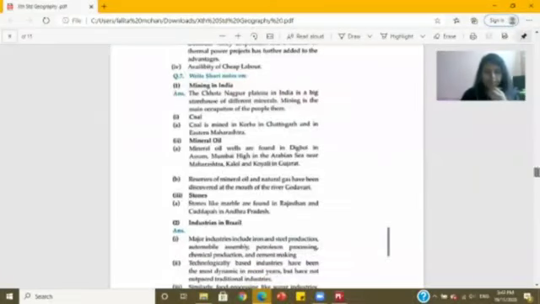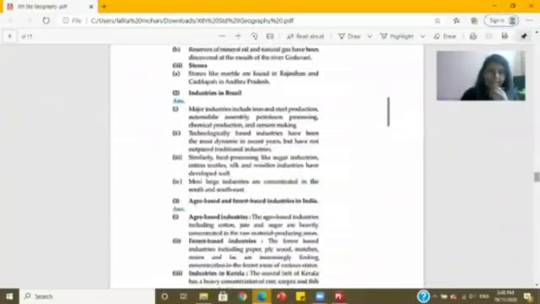Question number 2. Industries in Brazil. Major industries include iron and steel production, automobile assembly, petroleum processing, chemical production, and cement making. Technologically based industries have been the most dynamic in recent years, but have not outpaced traditional industries. Similarly, food processing industries like sugar industries, cotton textile industries, silk and woolen industries have developed well. Most large industries are concentrated in the south and southeast.